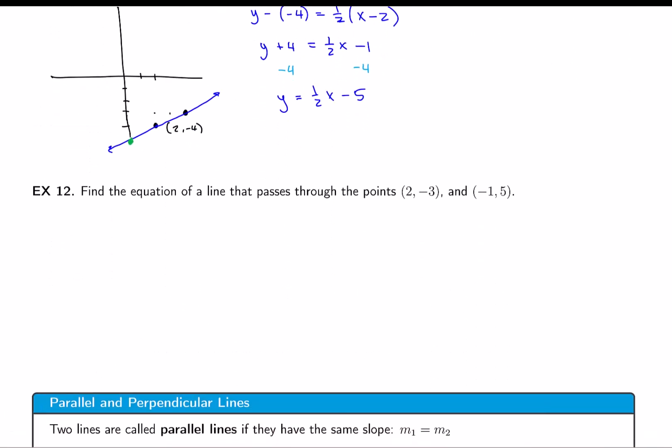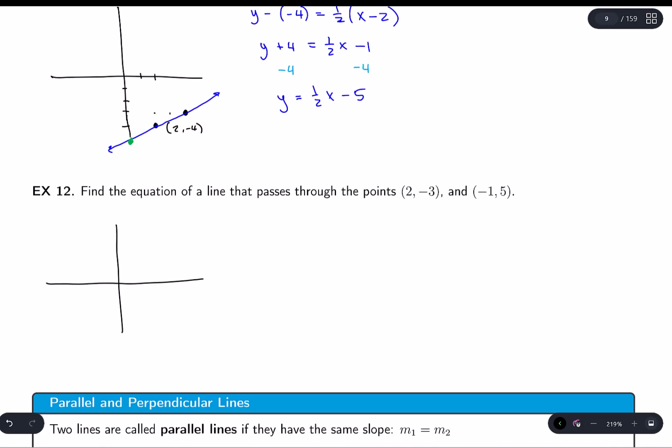All right, find the equation of a line passing through the points 2, negative 3, and 1, negative 5. Again, you don't have to visually do these things. I'm just doing this so that you can see through this review exactly what it is we're doing. So 2, negative 3, that would be 2 this way, negative 3 this way. There's one point. Then 1, negative 5.